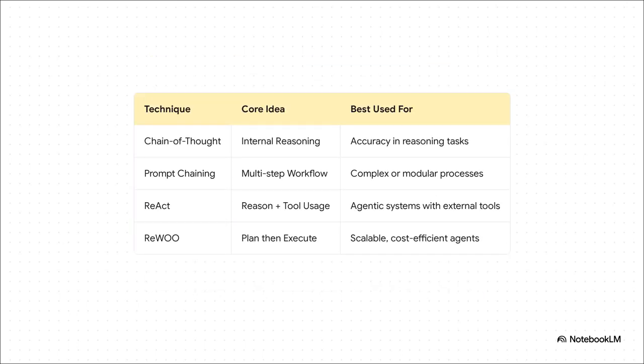This table lays it all out. You can really see the progression here, can't you? We start by just improving the AI's internal thinking with chain of thought, then we learn how to build complex autonomous systems with ReAct, and finally, we optimize them for the real world with ReWOO. Each technique really serves a different strategic goal.